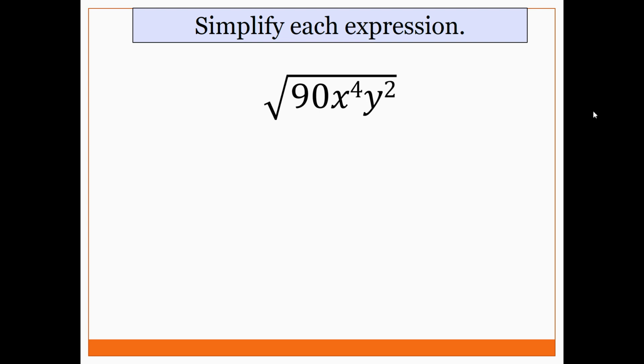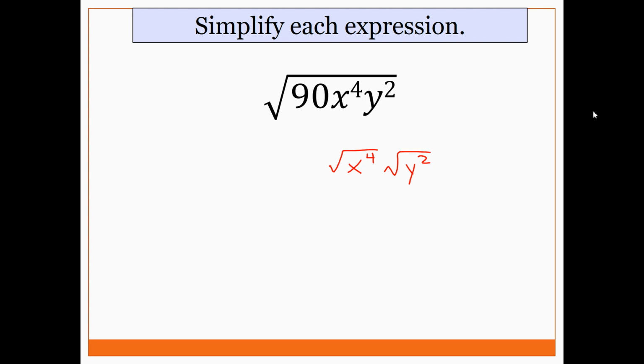Okay, let's look at this one. 90 is not a perfect square. We have x to the 4th. That is a perfect square because the exponent is even. And we have y squared, which is a perfect square because the exponent is even. So I've got my x to the 4th power, and I have my y squared. I can take the square root of both of those.